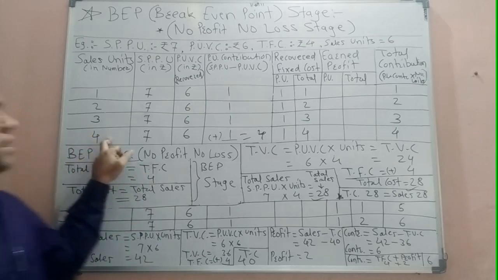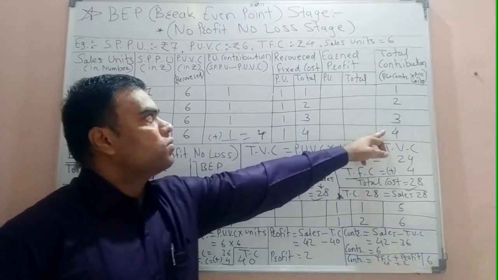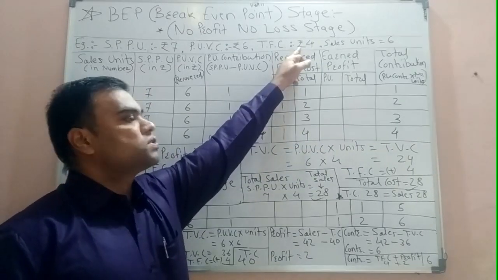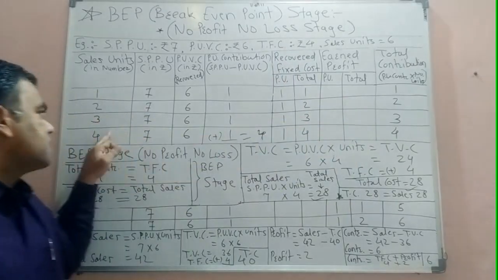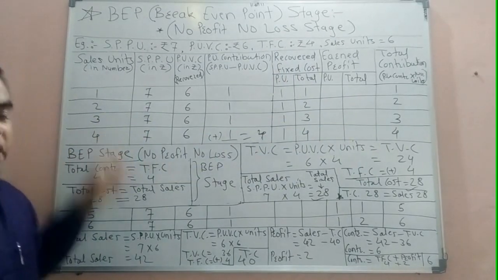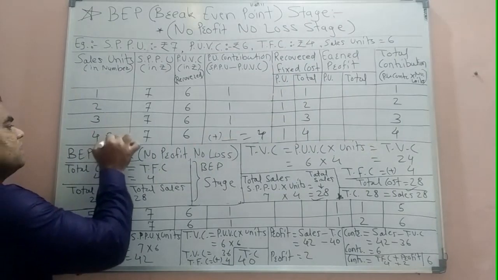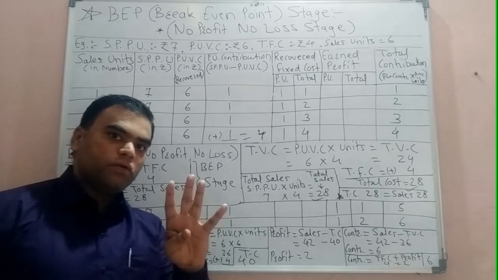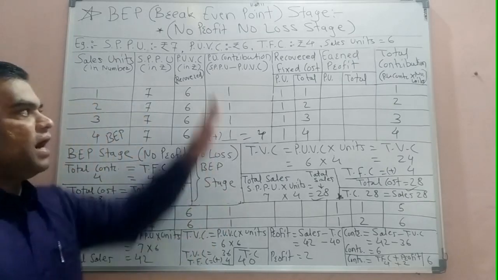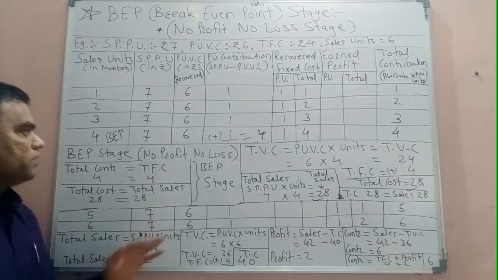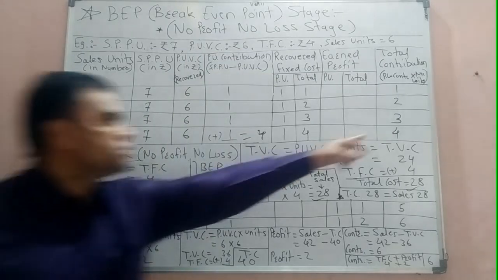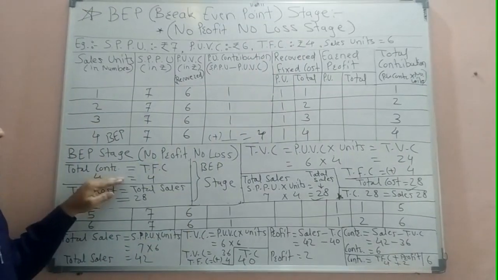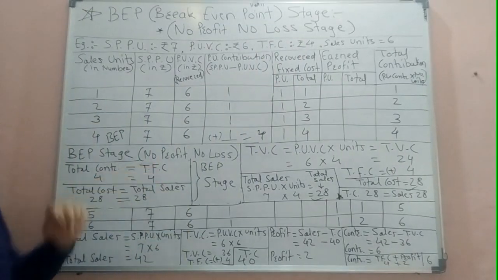At the 4th unit sales level, our total contribution becomes exactly equal to total fixed cost. That's why the 4th unit sales level is our BEP level. We can say this is the BEP stage. When we sell the 4th unit, the BEP stage comes for this example. Now you can see our total contribution becomes 4, which is equal to our total fixed cost. That's why our BEP stage has come.